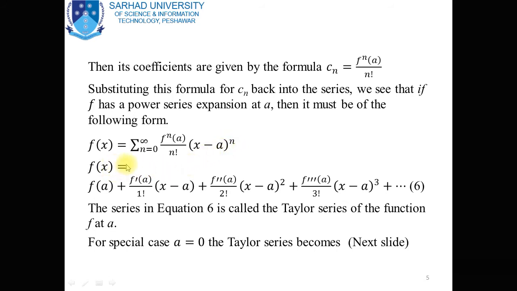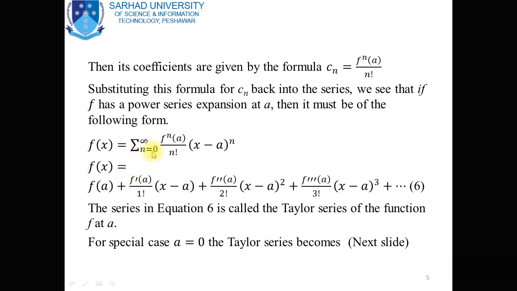Now this f of x can be written as f of x is equal to f of a. If we put n is equal to 0, then 0 factorial will be equal to 1, and x minus a, putting x is equal to a. So this power series can be written as f of x is equal to f of a plus f prime a, the first order derivative of the function at x is equal to a divided by 1 factorial.